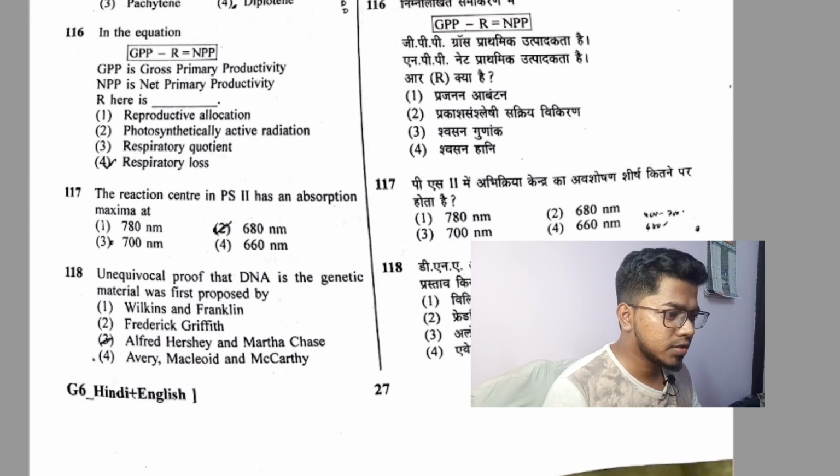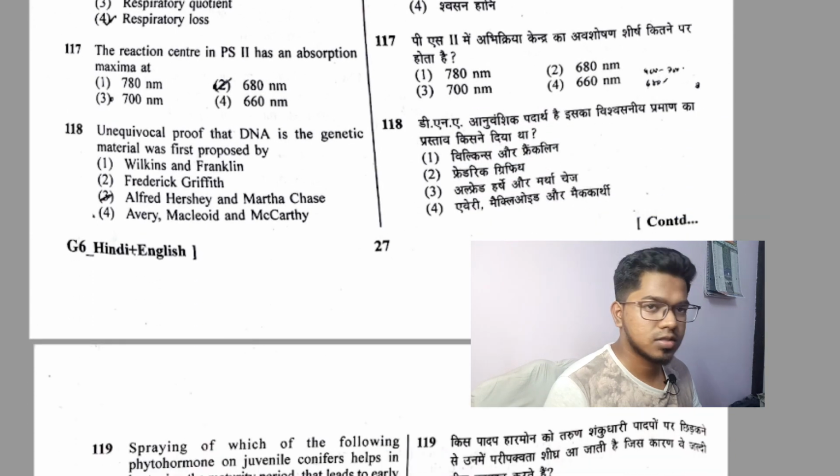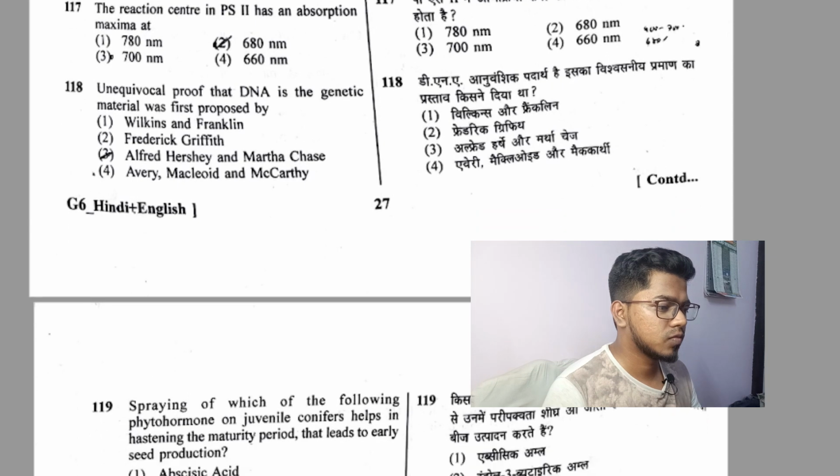Unequivocal proof that DNA is a genetic material was first proposed by... I think this is correct. Alfred Hershey and Martha Chase. Something happened with Martha Chase. Do you remember anything about Martha Chase?